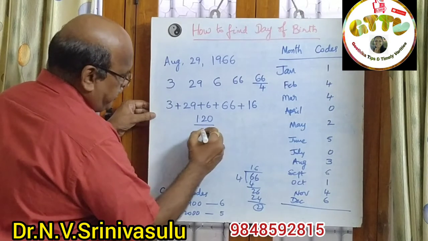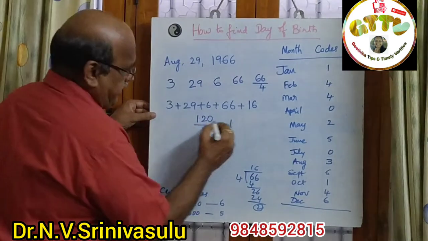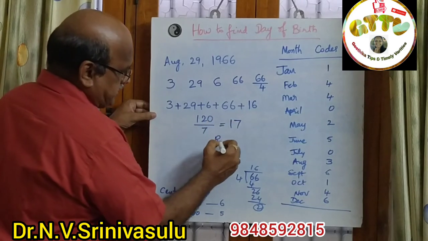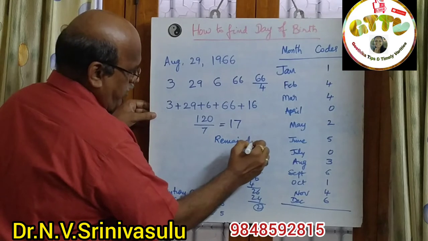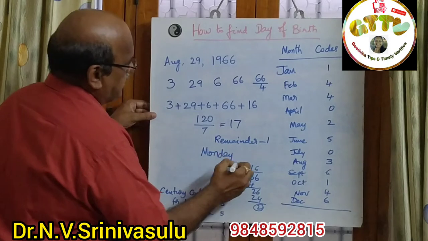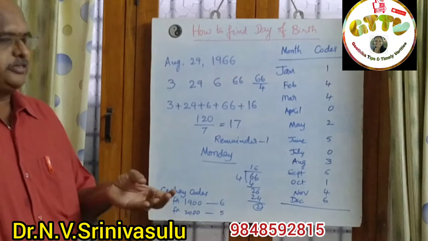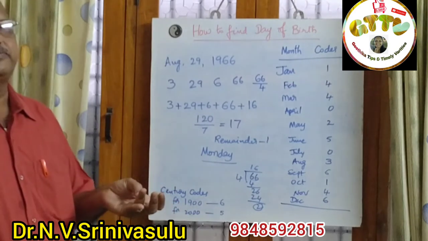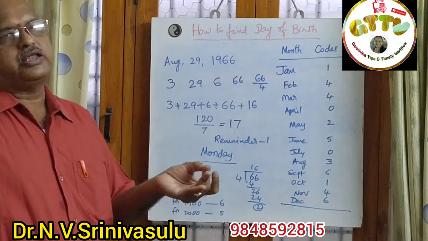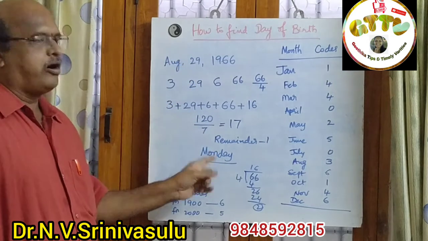Then divide this by 7 because there are 7 days in a week. 7 1s are 7, 7 7s are 49, so the remainder is 1. Therefore it is Monday, because the codes are: Monday is 1, Tuesday is 2, Wednesday is 3, Thursday 4, Friday 5, Saturday 6, then Sunday 0 or 7. Whichever you want, you can say. So this particular person is born on Monday.